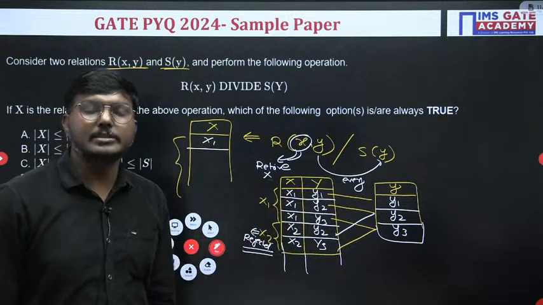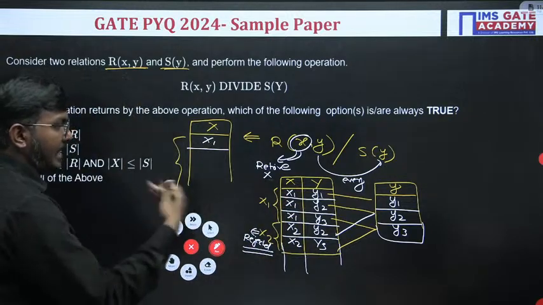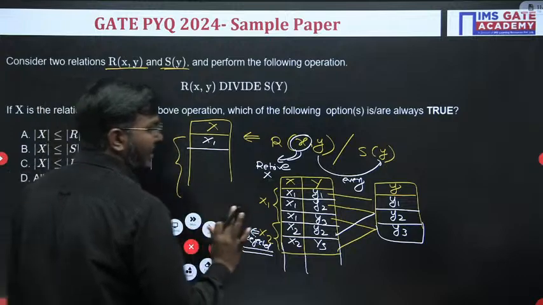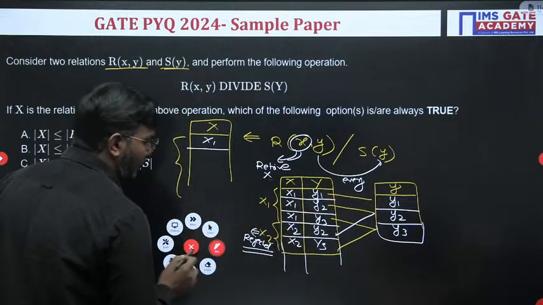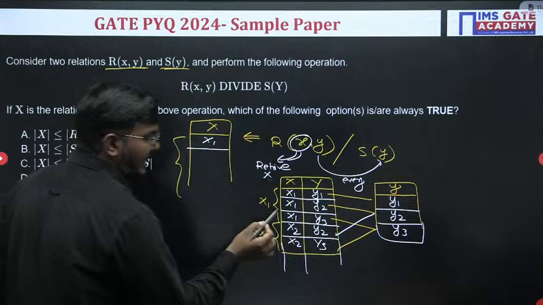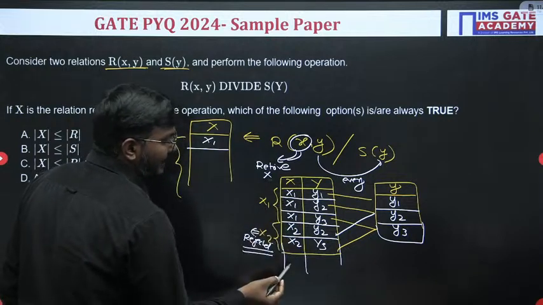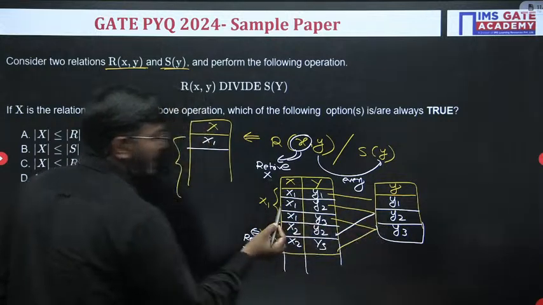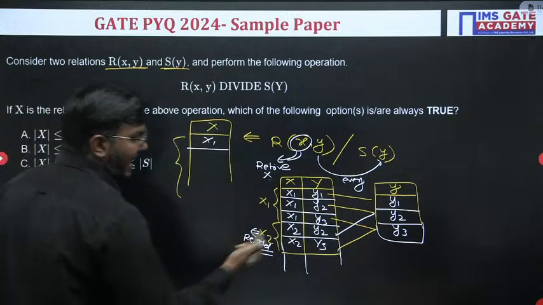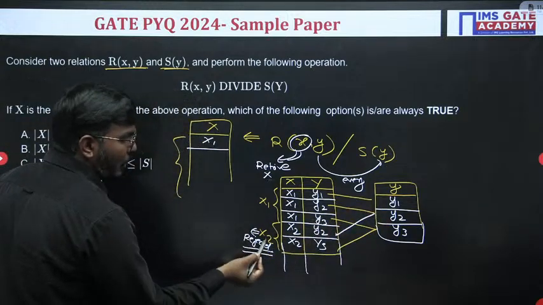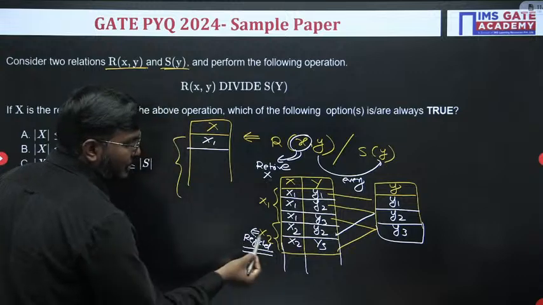Tell me, is it true or false? It will be true. Why? Because, let's assume here. For now, tell me here. Whatever the x value we are having, like for x1, it's matching with all. That's why x1 is the result here. Like here x2 is not matching with all the y values. That's why x2 is rejected.